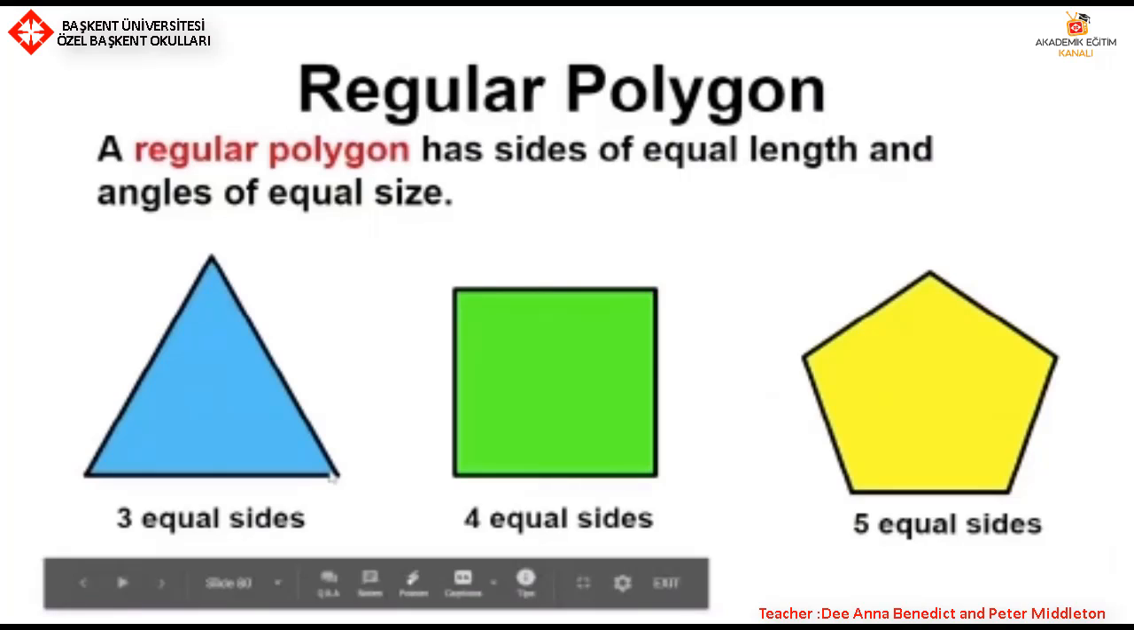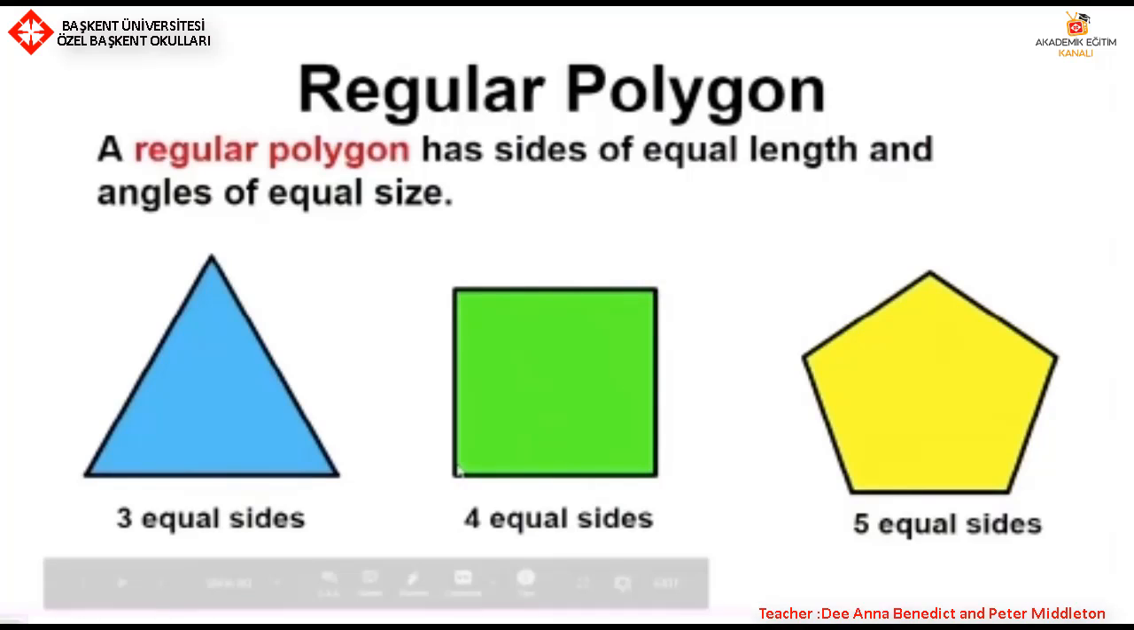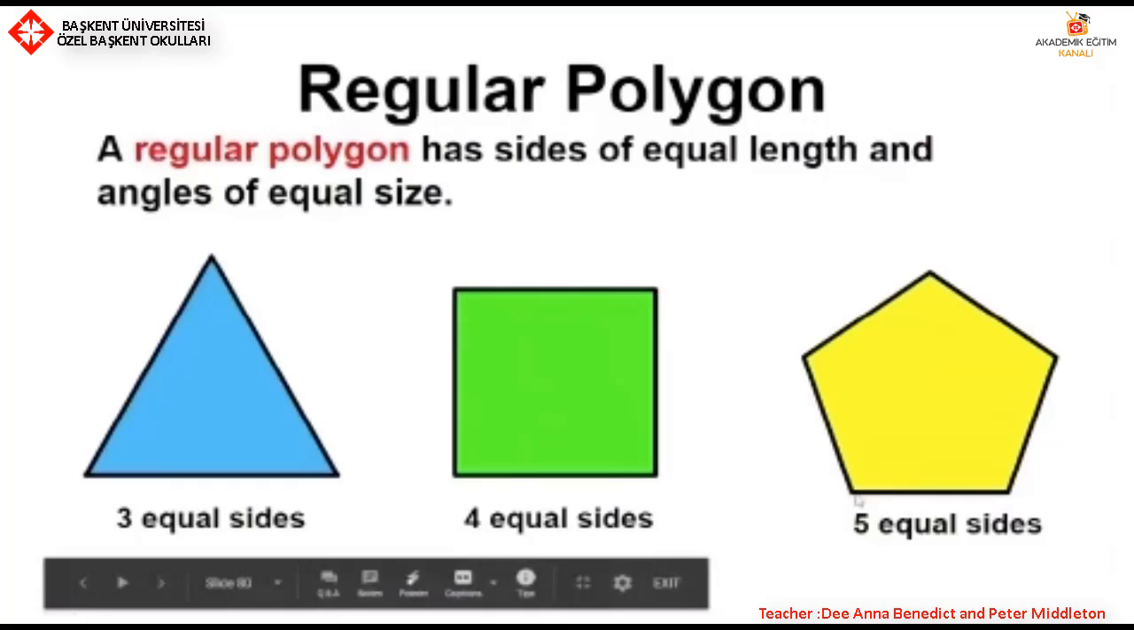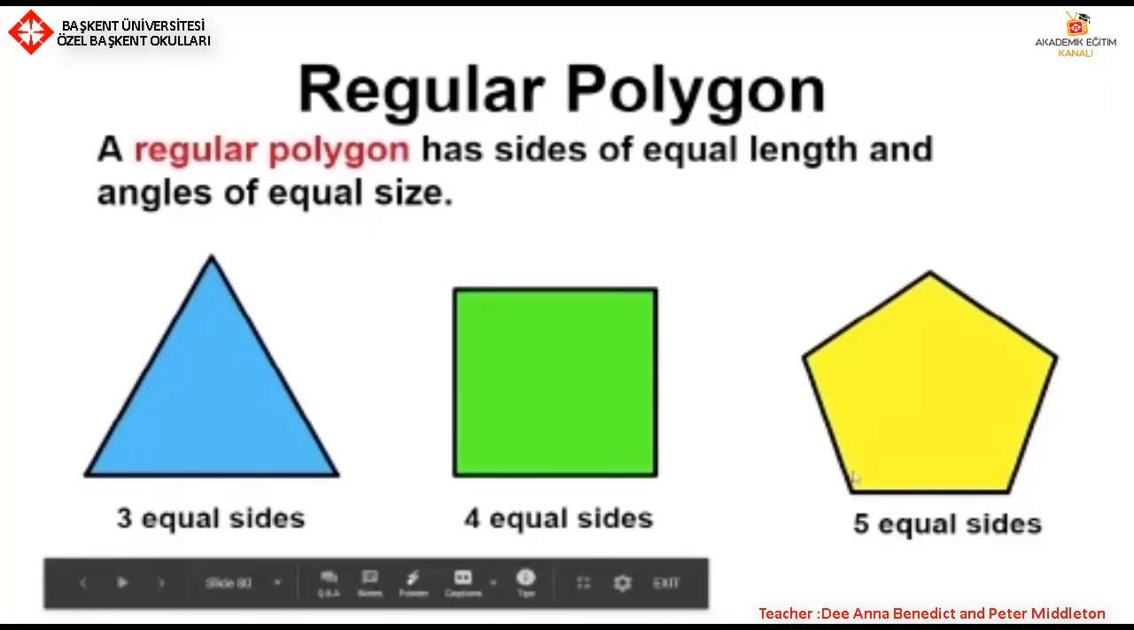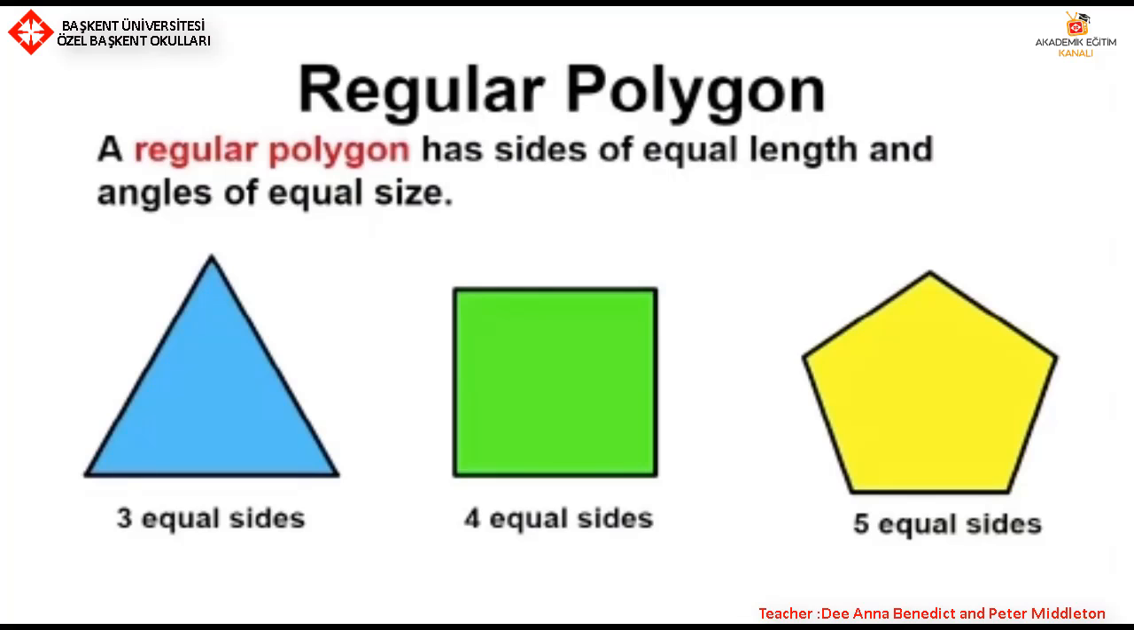So look, this triangle has 3 equal sides. They're all the same size. This square has 4 equal sides. This pentagon has 1, 2, 3, 4, 5 equal sides. They're all the same size.